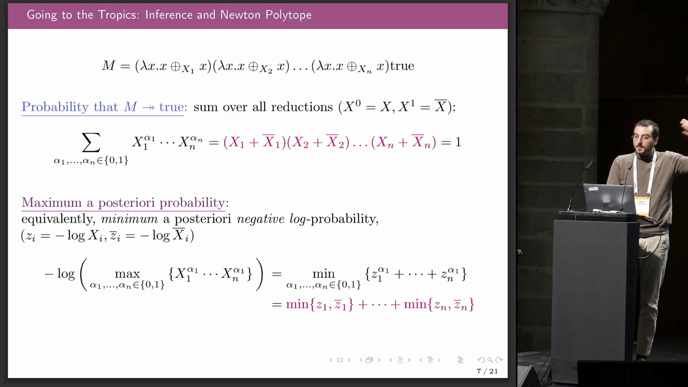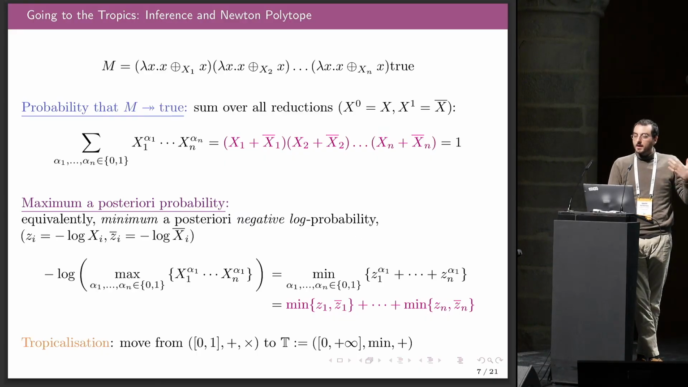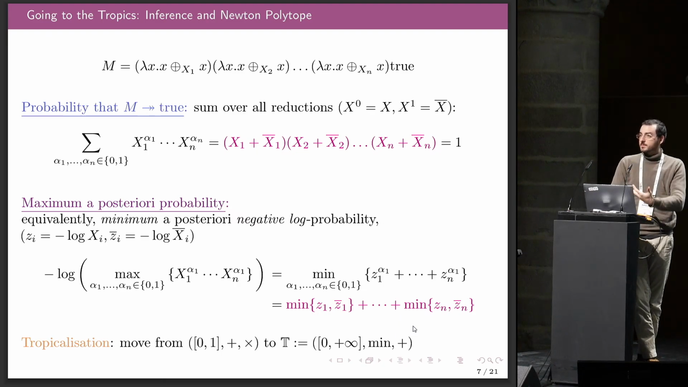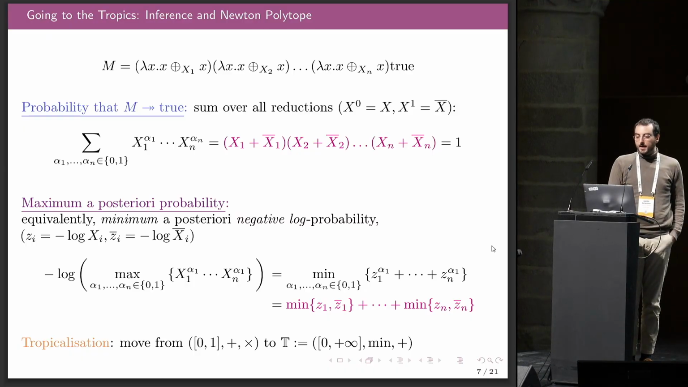Okay, and this passage is precisely the idea behind tropicalization. It's precisely moving from, for example, the 0-1 interval of probabilities with sum and multiplication as operations to its minus log version, which in this case is the non-negative real numbers, with operations which are now minimum and plus, and this becomes a semiring. It was one of the possible choices for a tropical semiring.